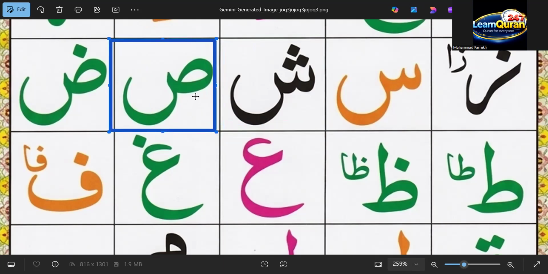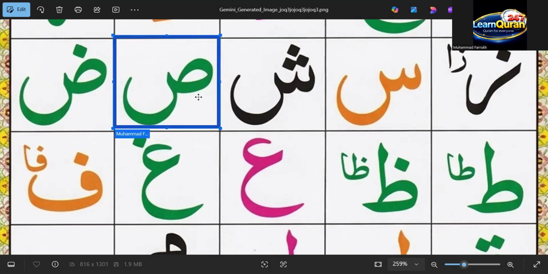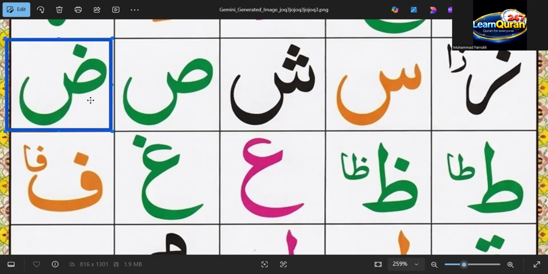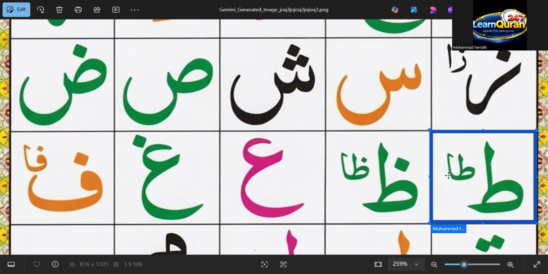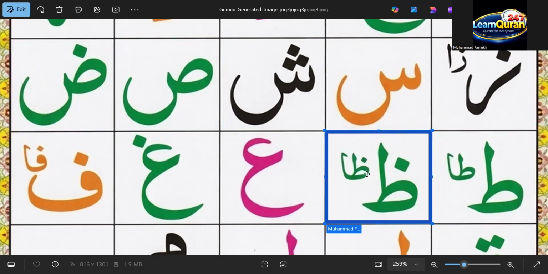All right, next letter we have is sad, which is a full mouth letter. Sad has no dot, it's empty. And next letter we have is dad, it is a full mouth letter. Dad has a dot upside. So dad. All right, next is ta. Ta is an empty letter. Next is tha. We have a tha with one dot up. So ta is empty, tha has a dot.